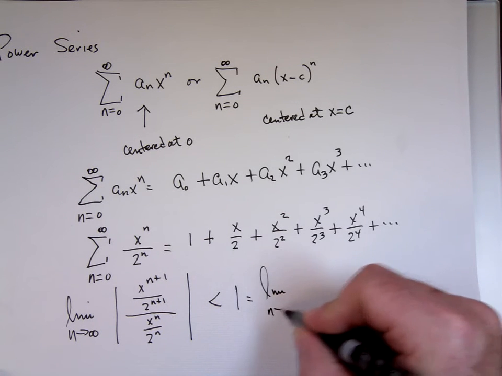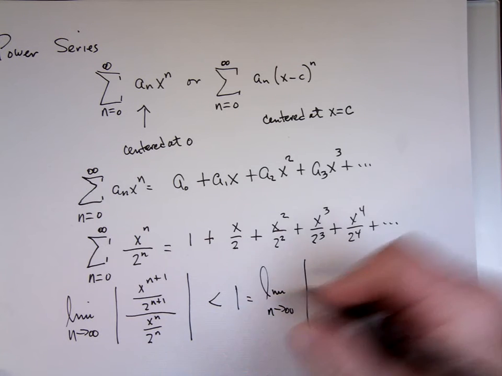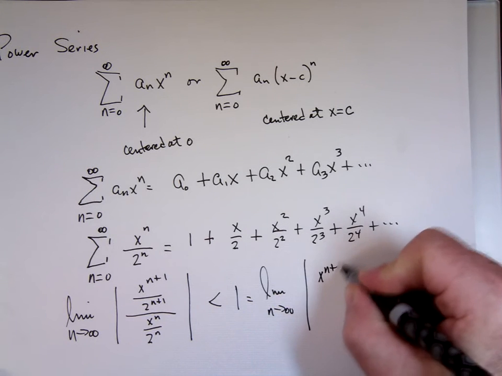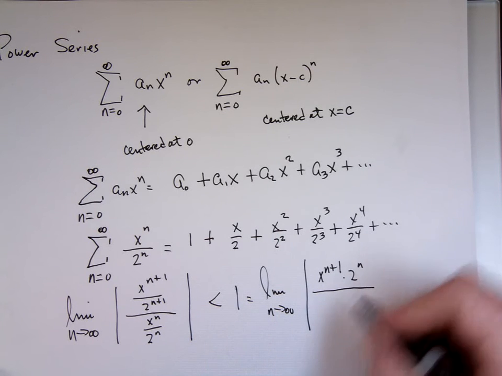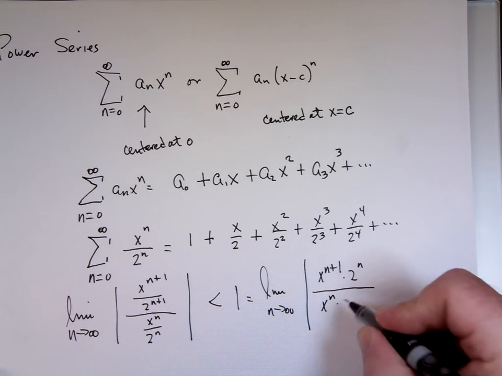x to the n plus 1, 2 to the n comes up there, x to the n down here, 2 to the n plus 1.